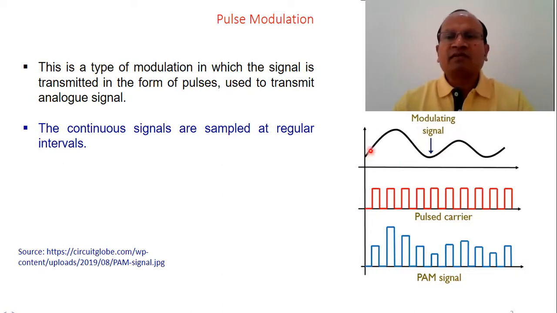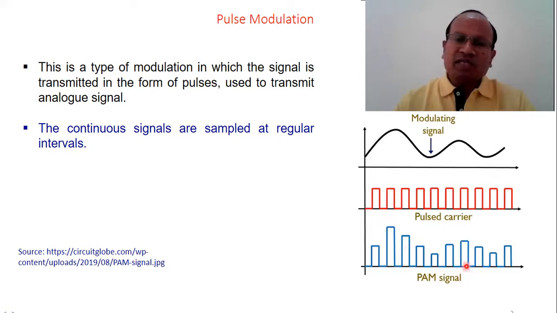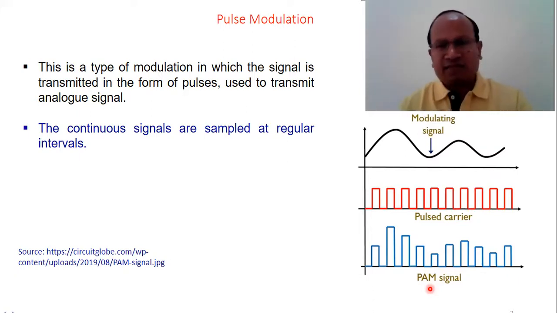right? This is how the instantaneous value is changing. There is a carrier in red color, but carrier signal is pulsed signal. The signal is in the form of pulses. Now, if you see the third part of the picture, which writes PAM signal, PAM stands for pulse amplitude modulated signal, PAM, pulse amplitude modulation. This is one of the pulse modulation techniques.